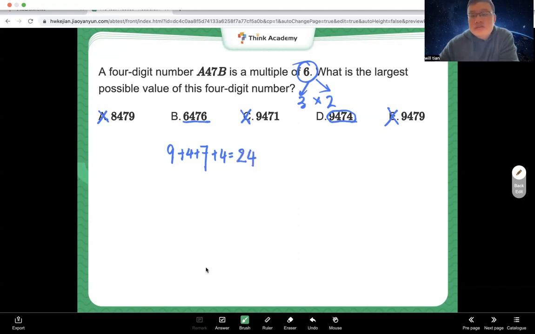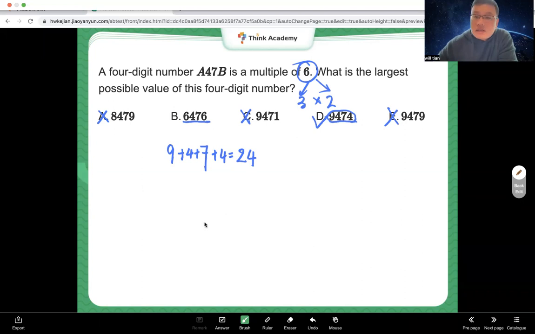And is that 24 divisible by 3? Yes, of course. 24 divided by 3 equals 8. So that means D is correct, guys.